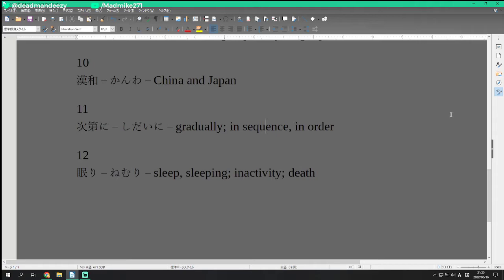Shidai ni is gradually or in sequence. Shidai ni is dependently or gradually. Shidai ni. To do something gradually or in sequence.